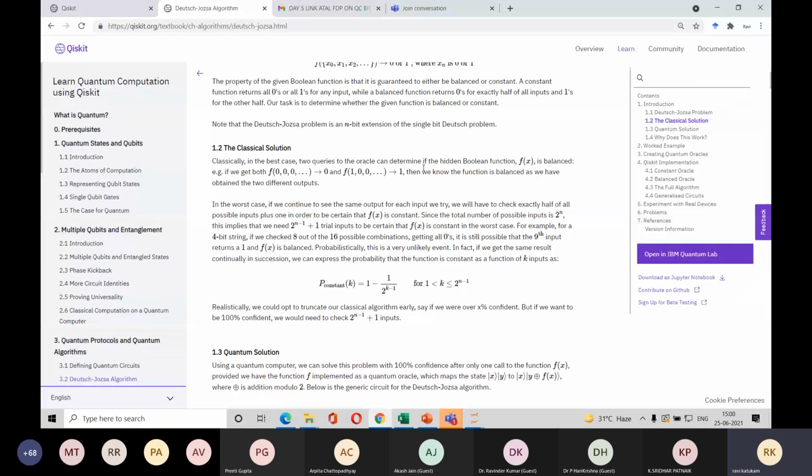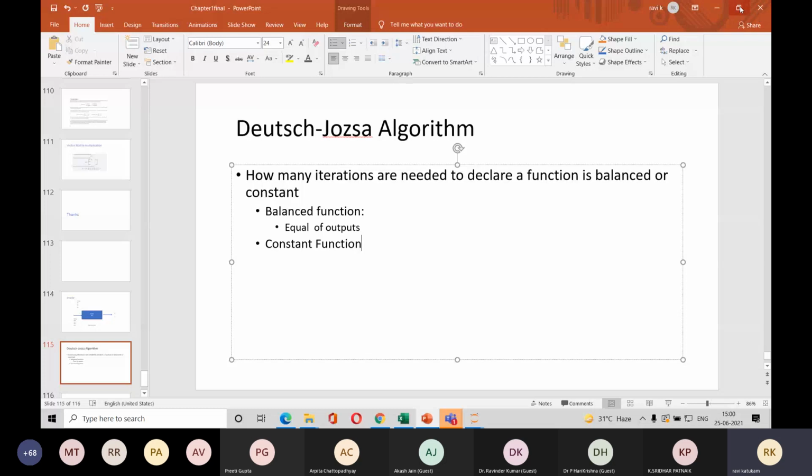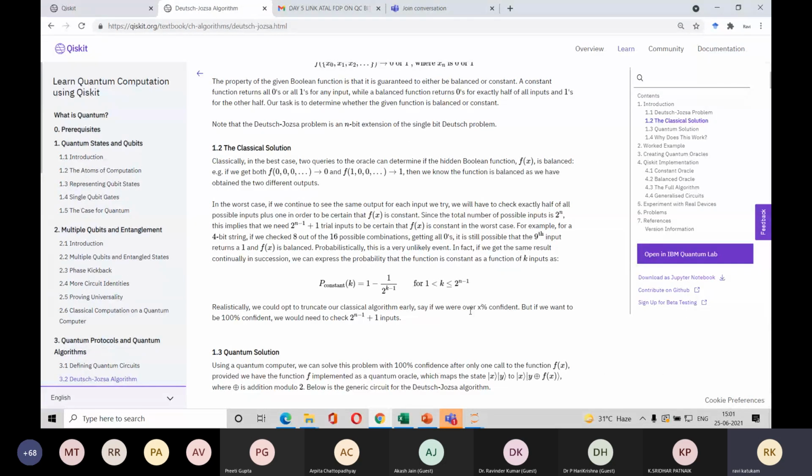So this entire discussion tells how many times you need to give the trial of inputs. If it is a 4 qubit system, then how many trials do you need to make? The answer is at least you need to check 2 power n minus 1 plus 1 inputs. So if n is equal to 4, 2 power 3 is 8 plus 1, 9 times at least I need to do to declare whether it is balanced or constant.